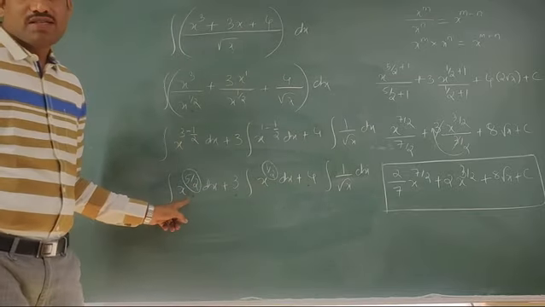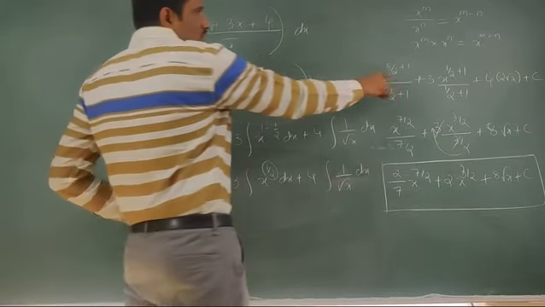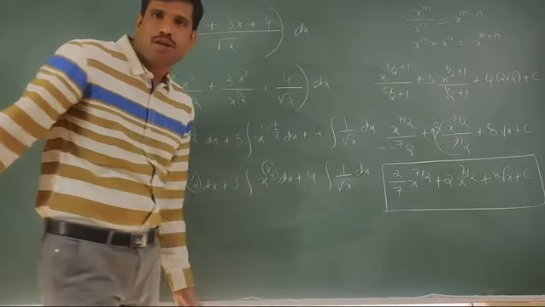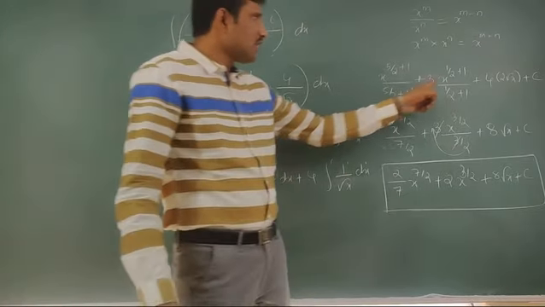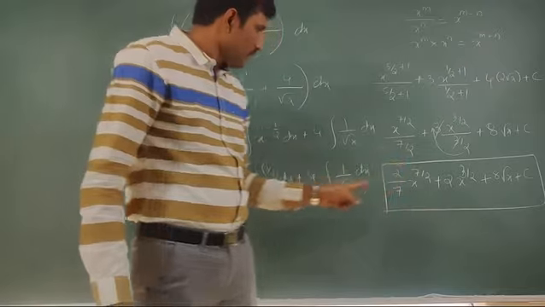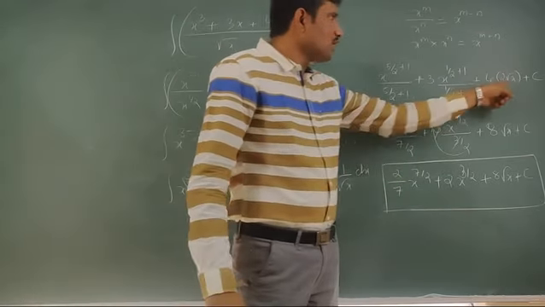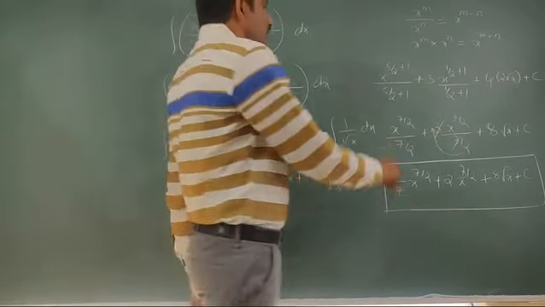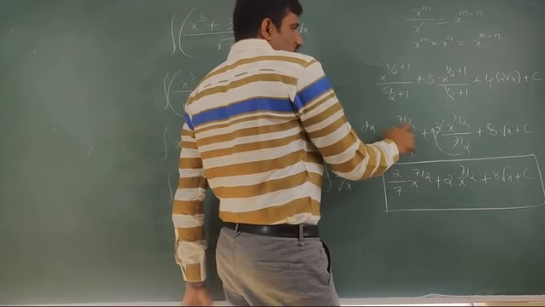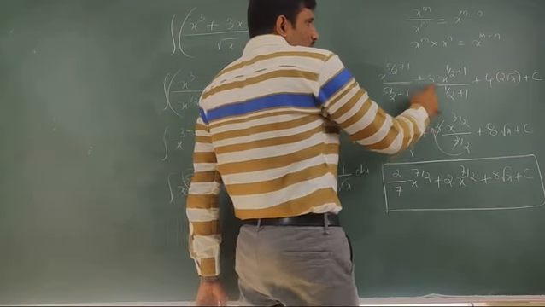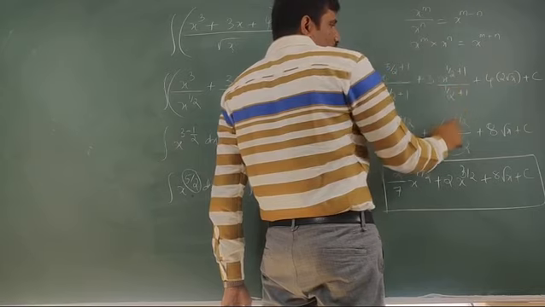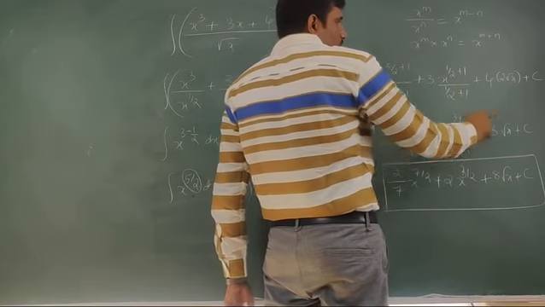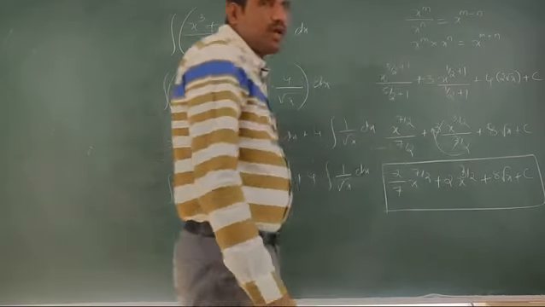Now this is in the form of x raised to n. What is integration of x raised to n? x raised to n plus 1 by n plus 1. Here also, integration of x raised to n is x raised to n plus 1 by n plus 1. 4 into integration of 1 by root x, that is 2 root x plus c. Now it is x raised to, 2 1s are 2, 2 plus 5 is 7 by 2 divided by 7 by 2. Plus 3 into, 2 1s are 2, 2 plus 1, x raised to 3 by 2 by 3 by 2. Plus 4 2s are 8 root x plus c.